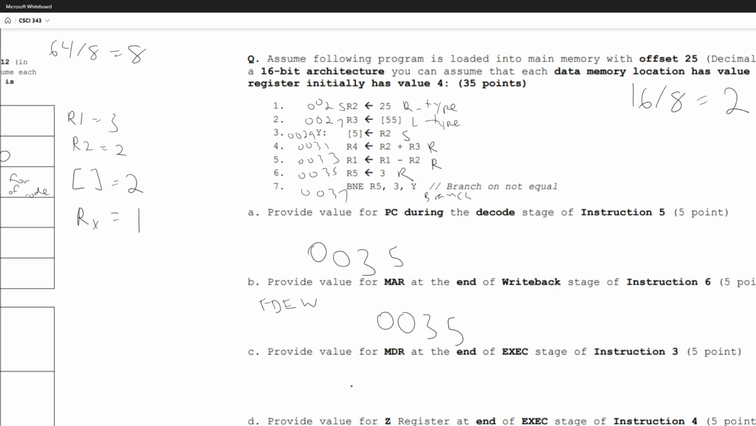Provide the value for the MDR at the end of the exec stage for instruction 3. It's an S type instruction, so it's fetch, decode, exec, mem. At the exec stage, it's going to set up all the registers for that. Since it's an S type instruction we're writing, the data will be put in the MDR.